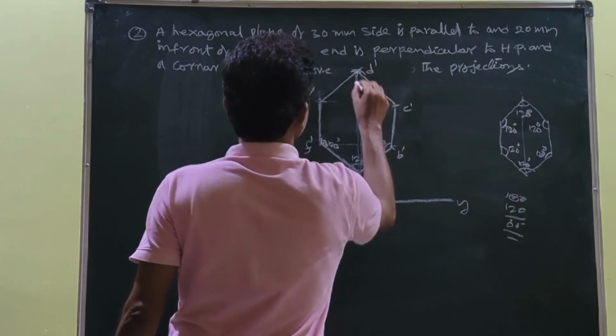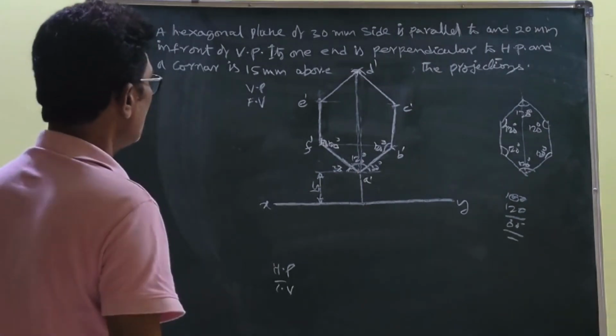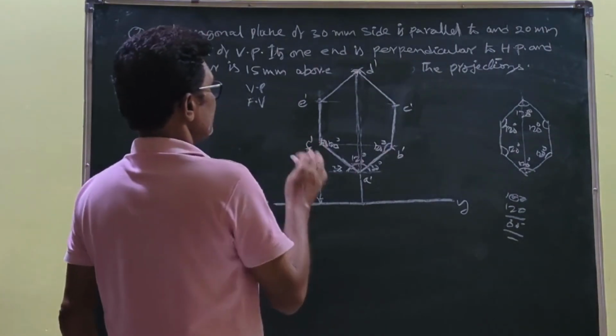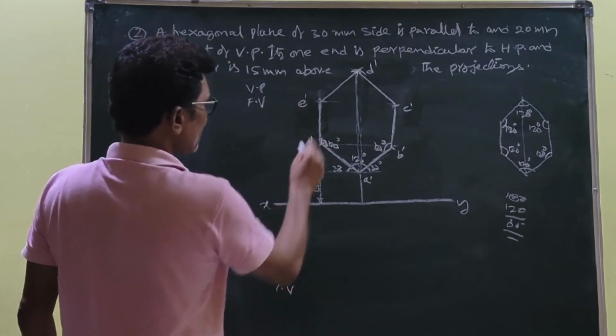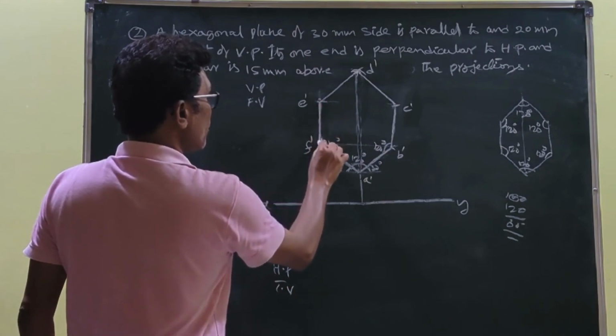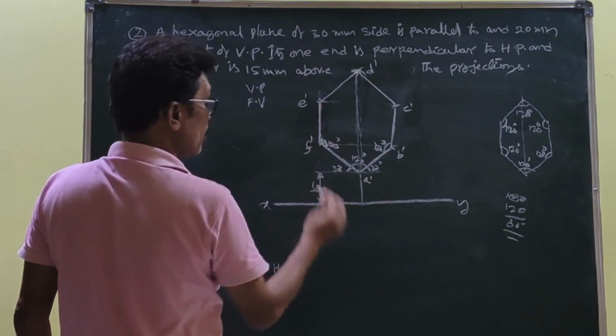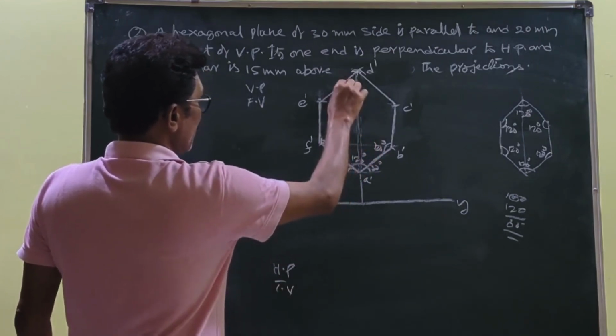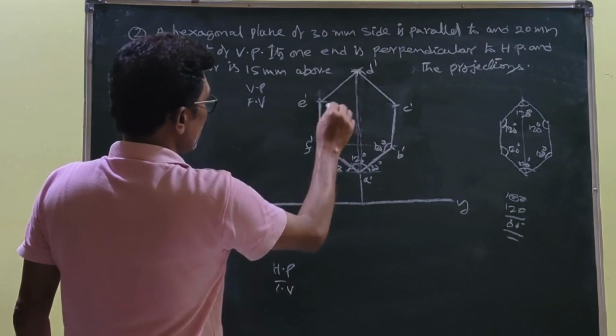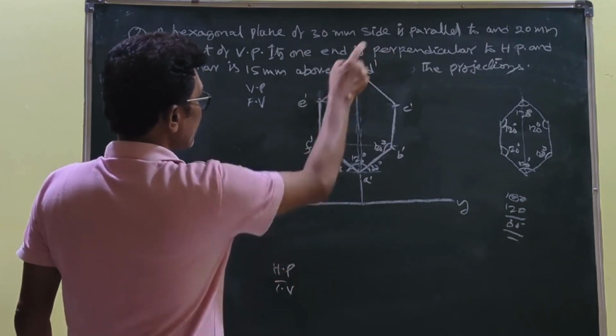This point is D dash. Now you get a hexagon parallel to VP, 15 mm above HP. One edge is perpendicular to HP. So if you draw in this orientation, then only those conditions are satisfied.